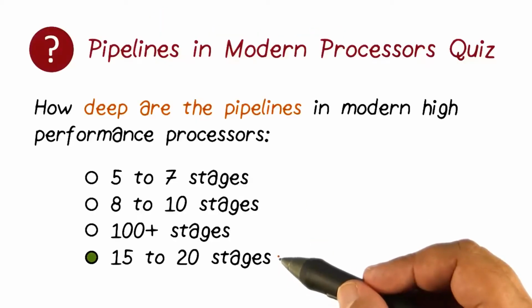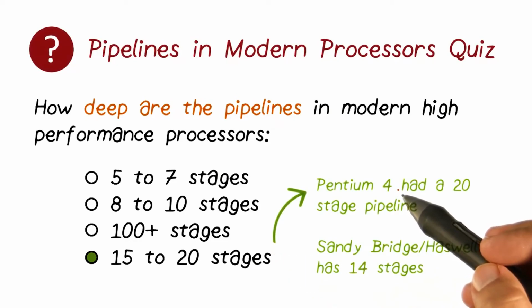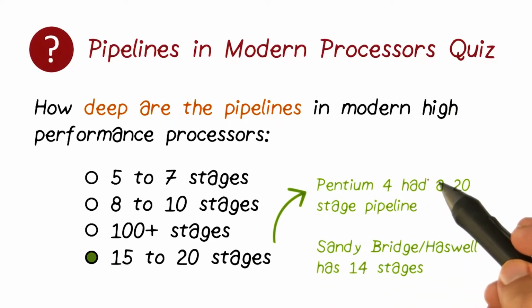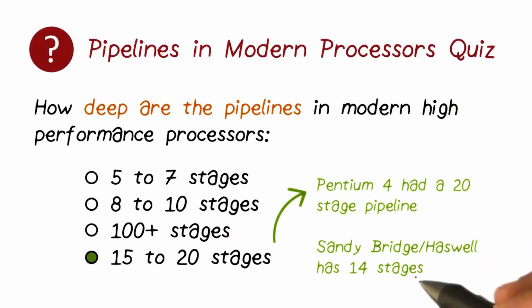Typical pipelines in modern high-performance processors are anywhere from 15 to 20 stages. For example, Pentium 4, the last of the non-multi-cores, had a 20-stage deep pipeline. Sandy Bridge and Haswell have scaled it down to 14 stages. A good question to ask yourself: why are processors scaled down to 14-stage pipelines after all?